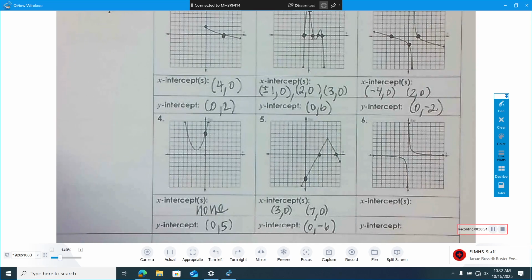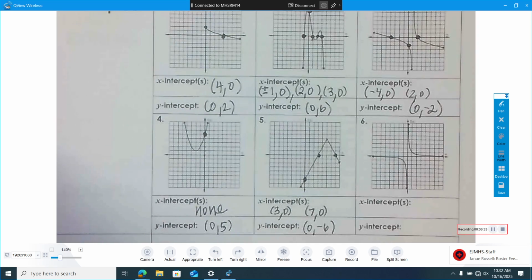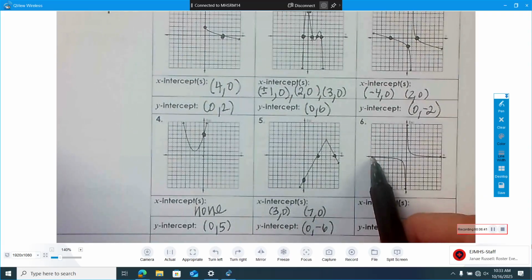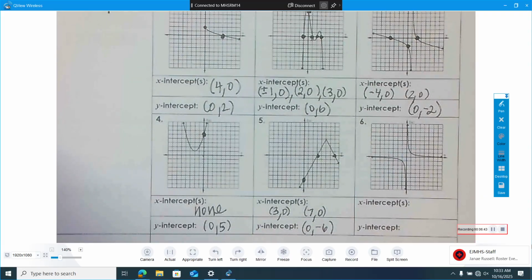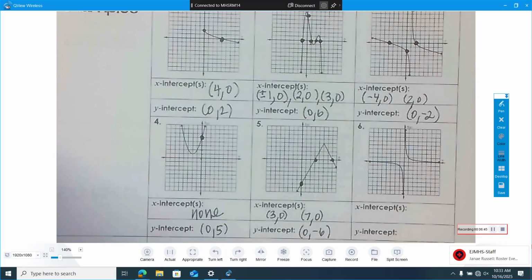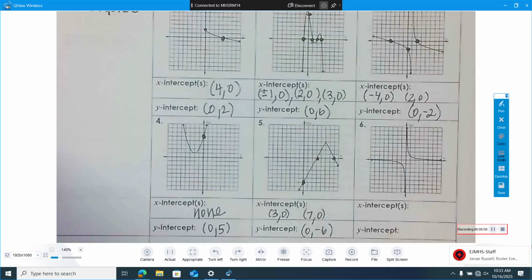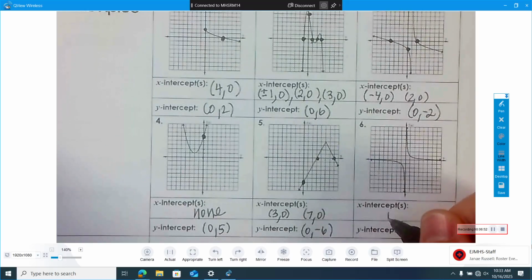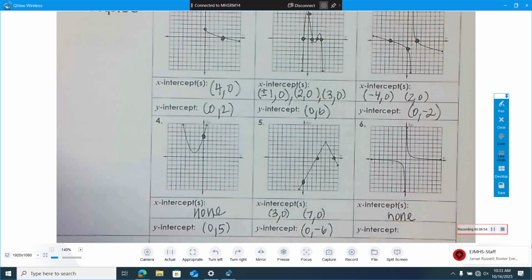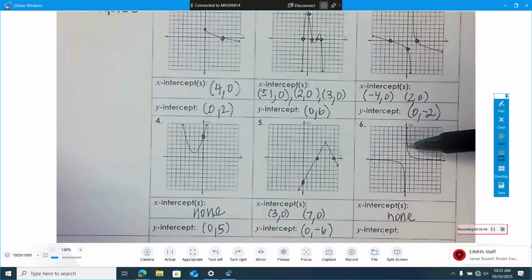Well, they're right on the line. Are they right on the line? No, they're almost to the line. They are getting infinitely close. So they won't ever, we talked about this yesterday. So this graph is getting infinitely close to the x-axis, but it's not actually going to get there. So in this case, there are no x-intercepts.